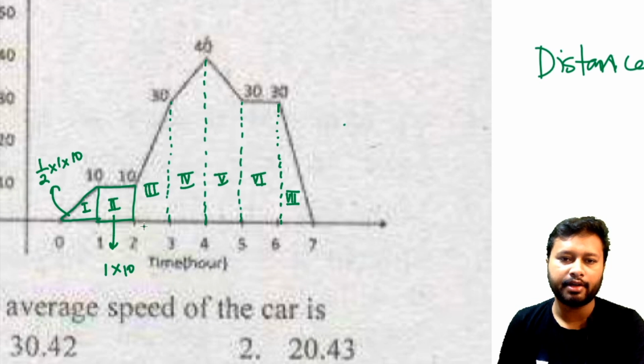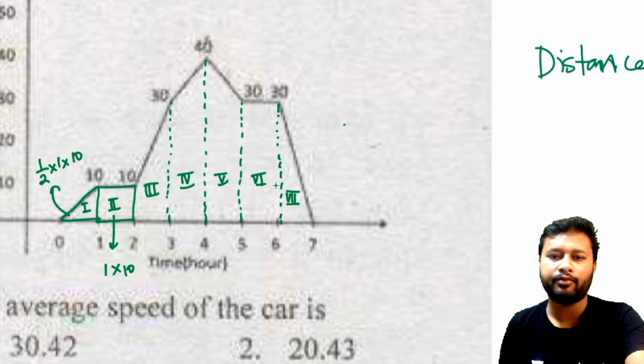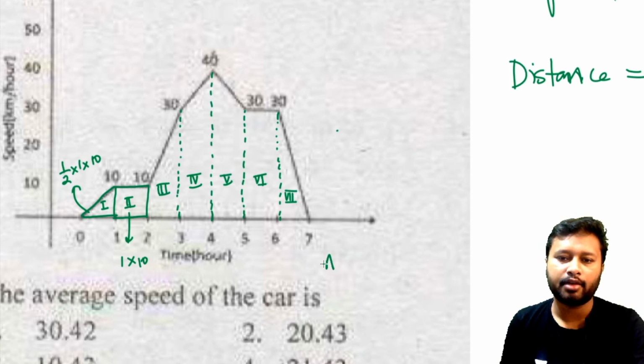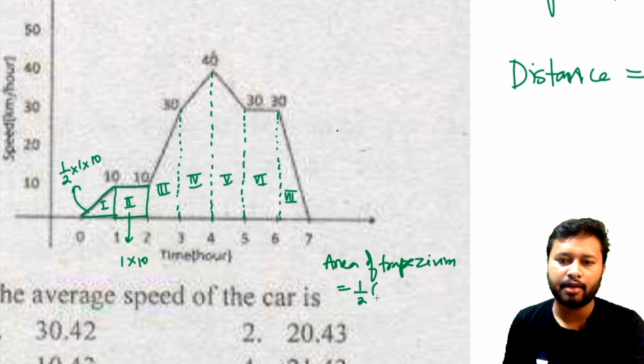Now the third region is actually a trapezium. For trapezium, if you don't know, I'll write down here that area of trapezium is given by this formula: half the sum of parallel sides, multiplied by the distance between them.